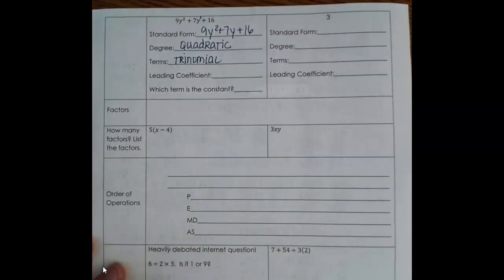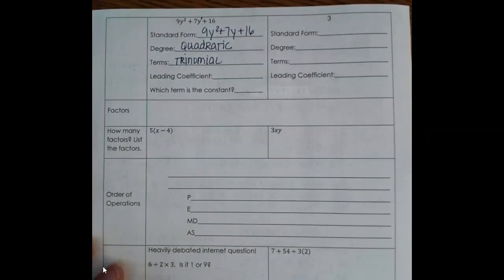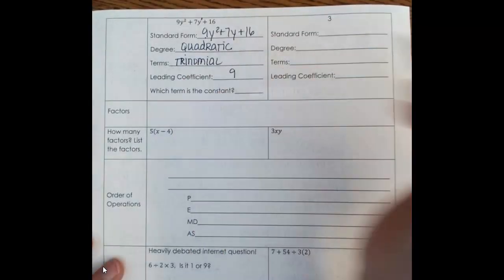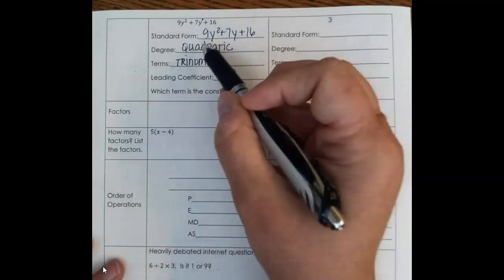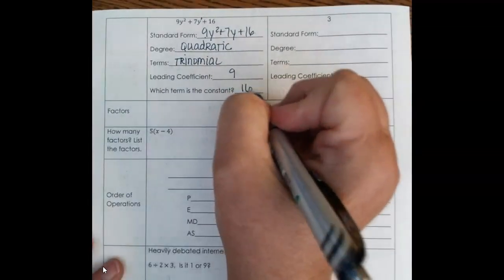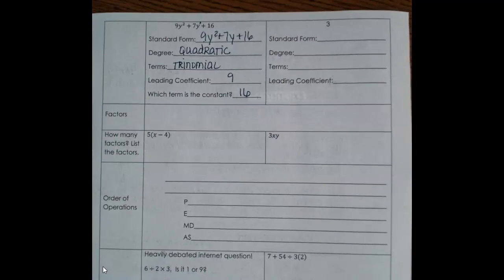The leading coefficient is the number in front when in standard form, so that makes that 9. And which term is the constant? If you remember, a constant is a number with no variable. When I look at this, the 16 is the only thing without a variable, so 16 is my constant.